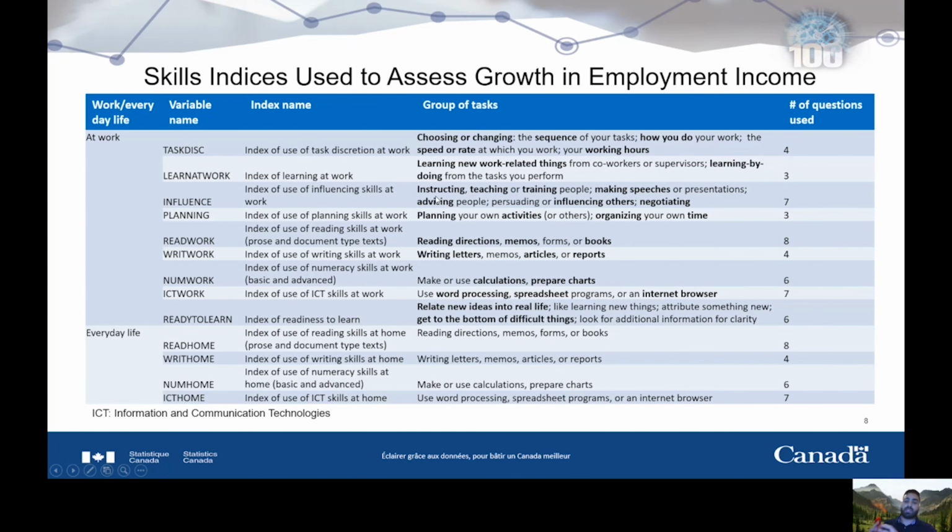These are the list of the 13 skills use indices we use to assess the change in employment income over time. There are 9 skills use indices for the skills used at work, and 4 for the skills used in everyday life or outside of work.